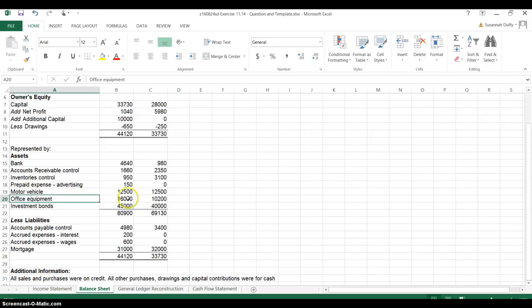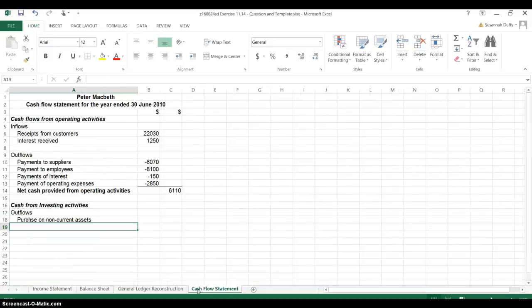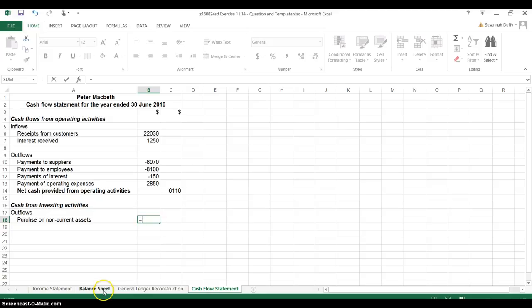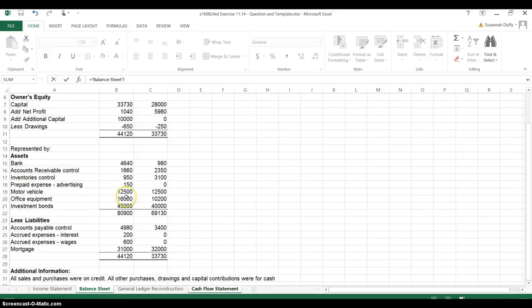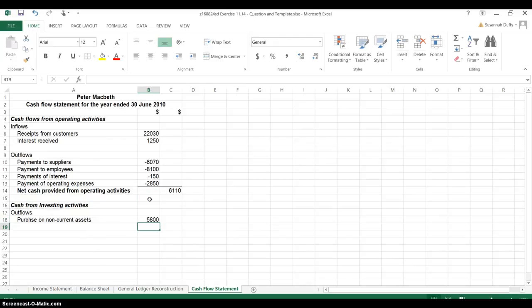The next one is office equipment though. This has increased from 10,000 to 16,000. So we need to record that. Because the asset itself has increased in value, that means we've purchased new office equipment. So that represents an outflow of cash. Equals. Now you only need to find the difference between this year and last year. So 5,800 is the figure.